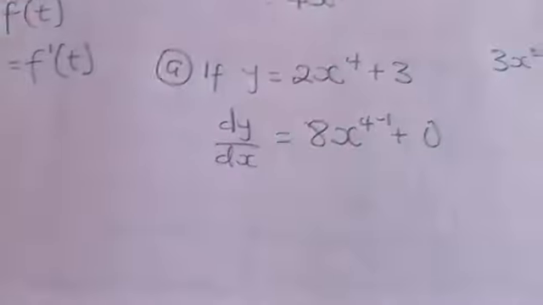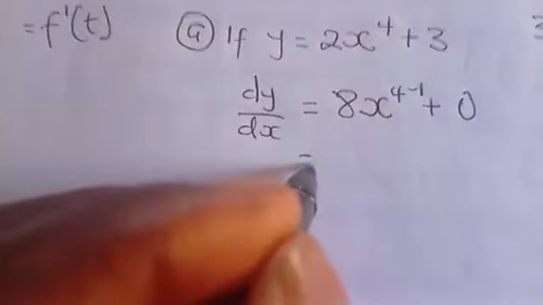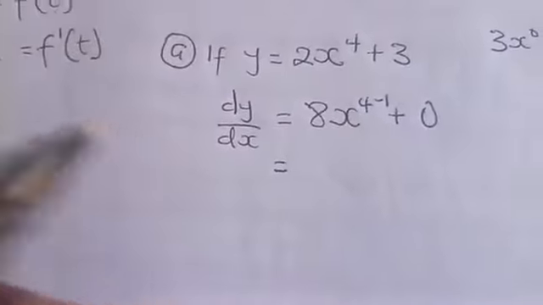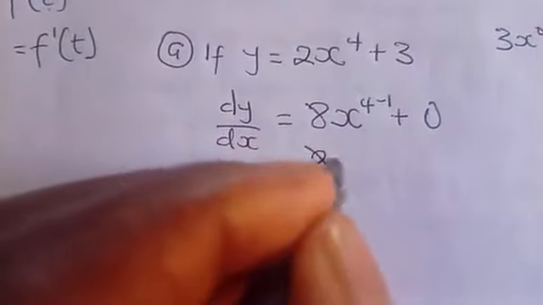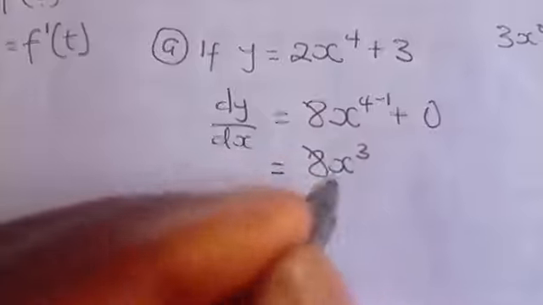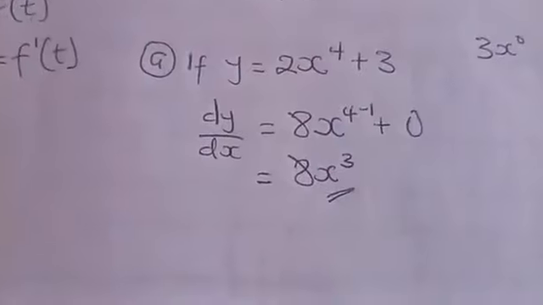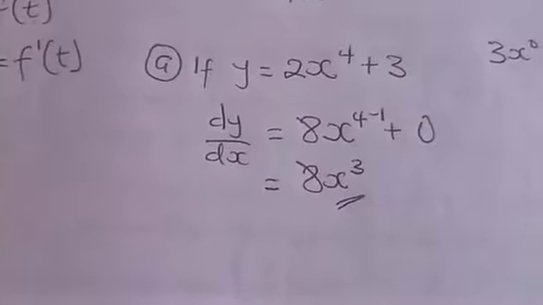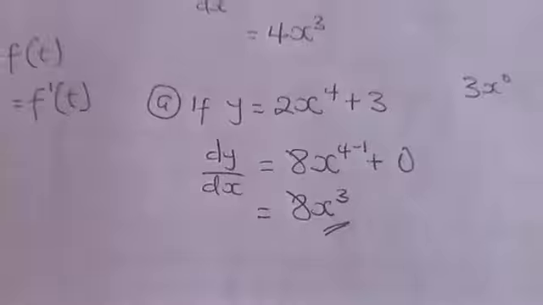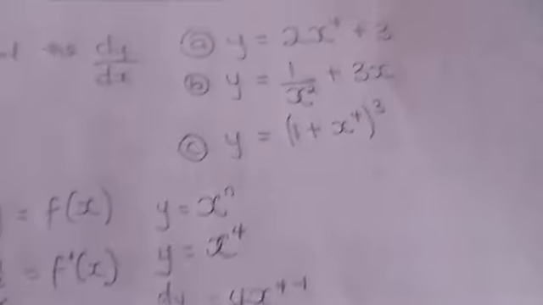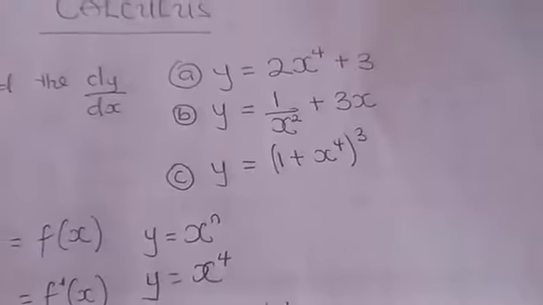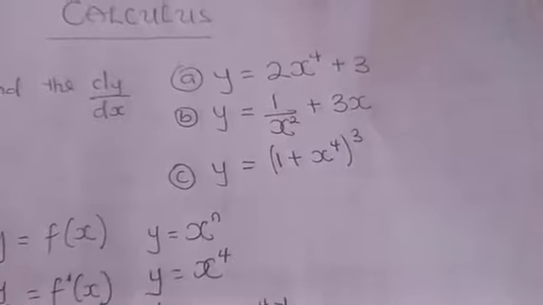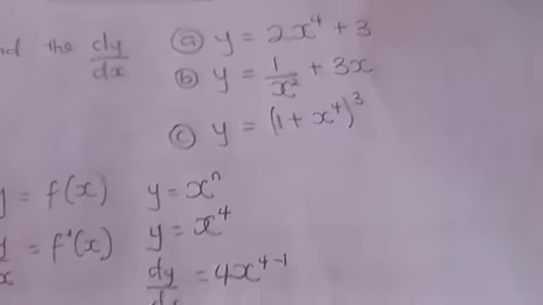So dy dx in this case is now equal to 8x raised to the power of 3. As simple as that. So 8x raised to the power of 3 is the answer to the first question here, y equal to 2x raised to power 4 plus 3. Now let's look at the b part of the equation.